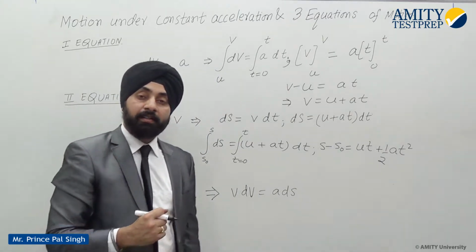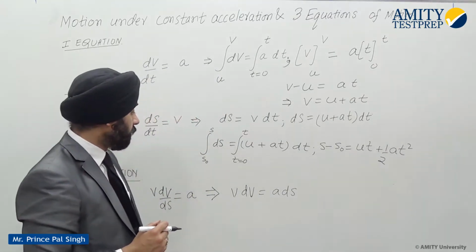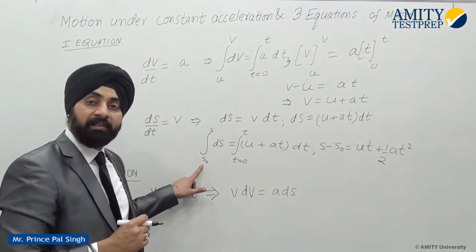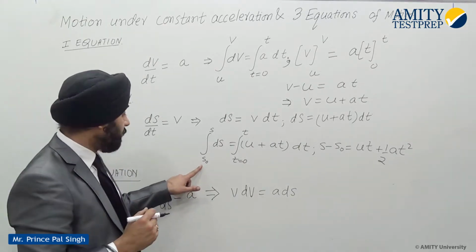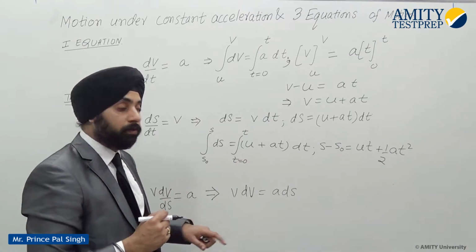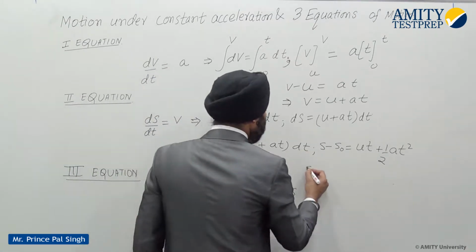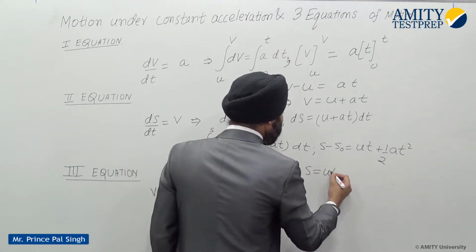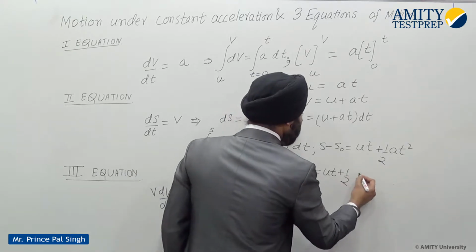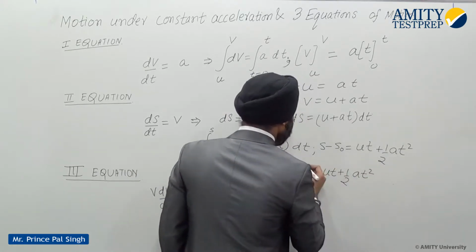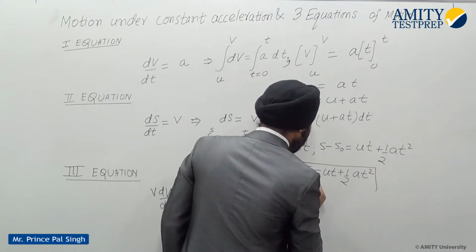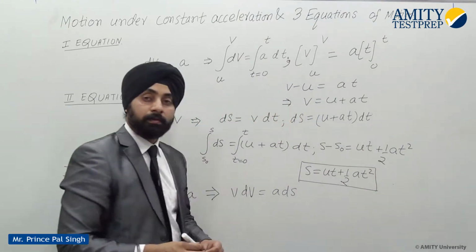If we say that at t equal to 0, the particle is starting from origin, so we can say that s0 is 0. So then this becomes s is equal to ut plus half at square. This is the second equation of motion.